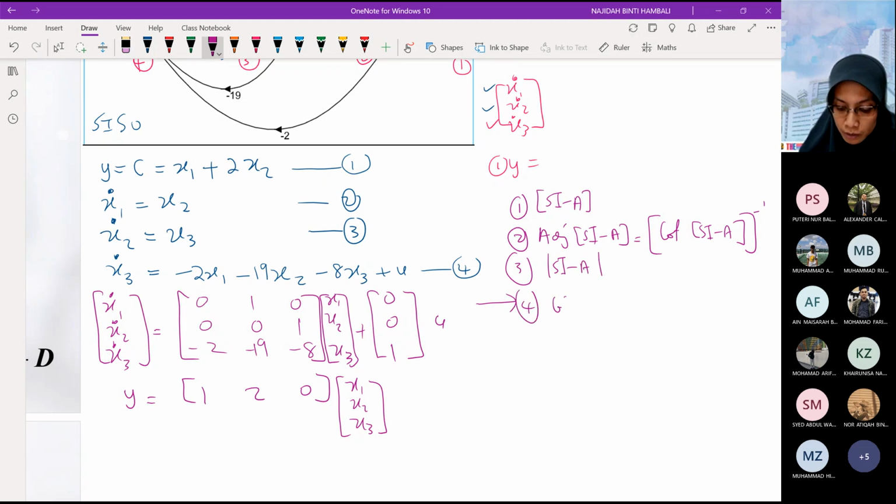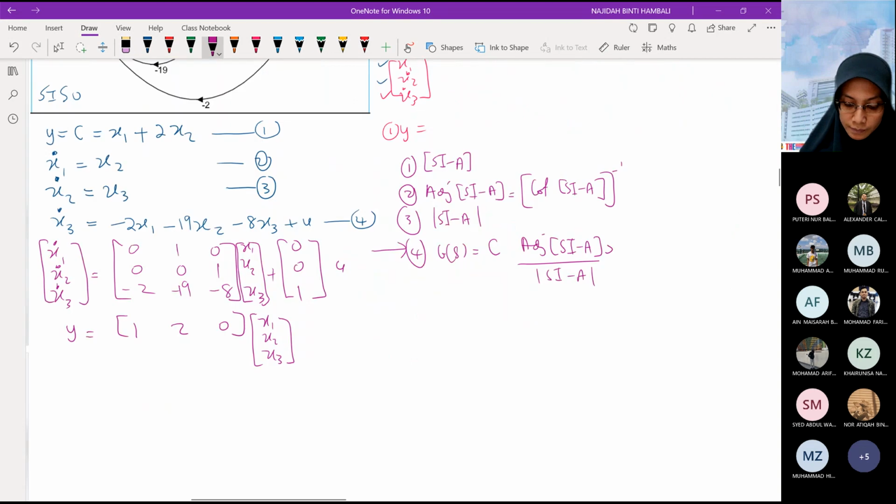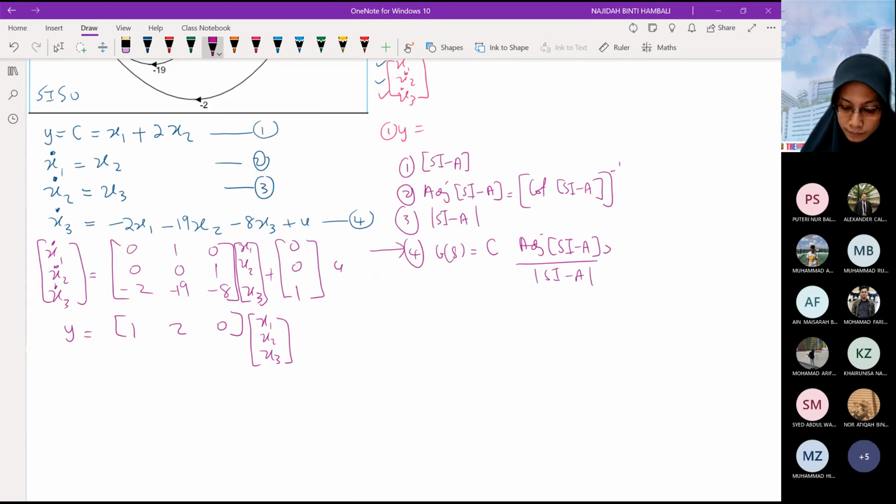Then the third one, you determine your determinant. Then the fourth one, you dah boleh construct C, this one adjoint sI minus A, divide by determinant, multiply matrix B plus D. Okay, the same procedure as in example 8A yang kita dah buat tadi. Boleh try this one? Saya nak you try sendiri ya.